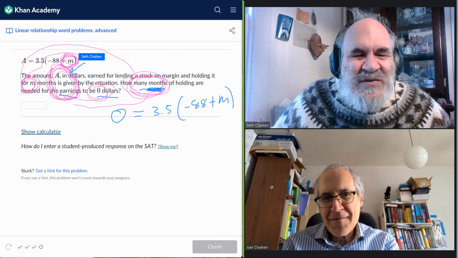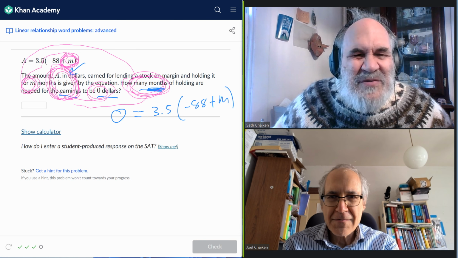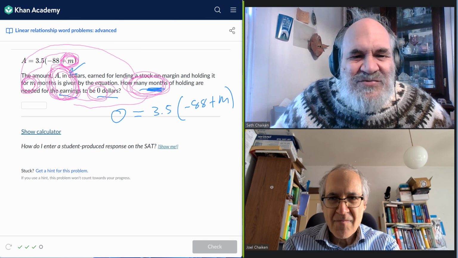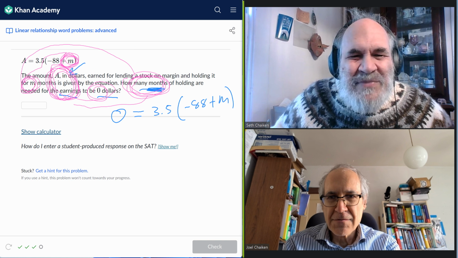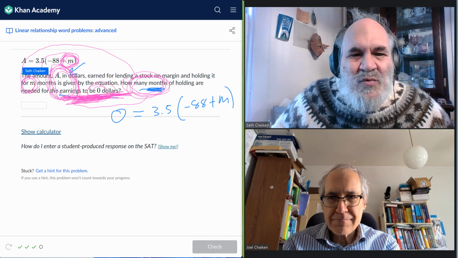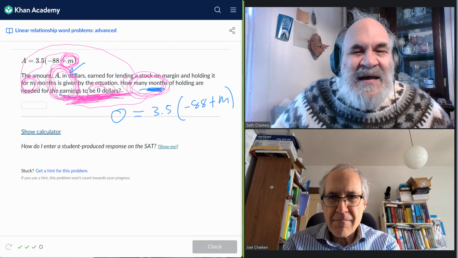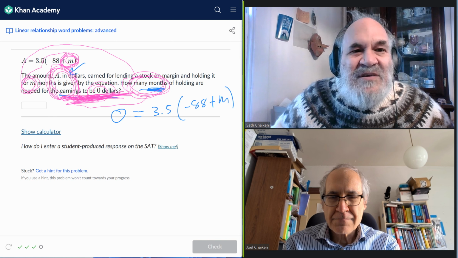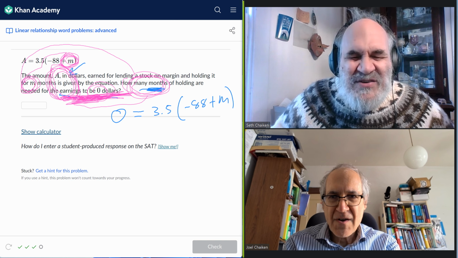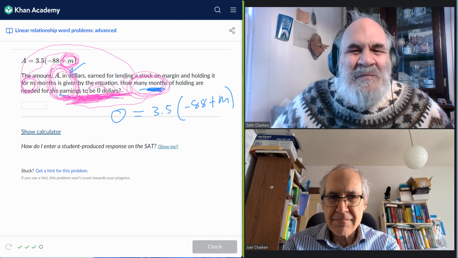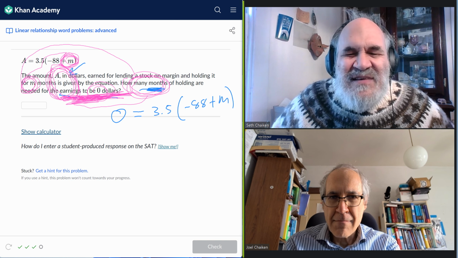What's useful is you connect these three concepts, earnings, 0, and A, with months, M. And so the question really becomes a simple algebra question: what value of M makes A 0? And from the form of the equation, it's really obvious that it's 88.